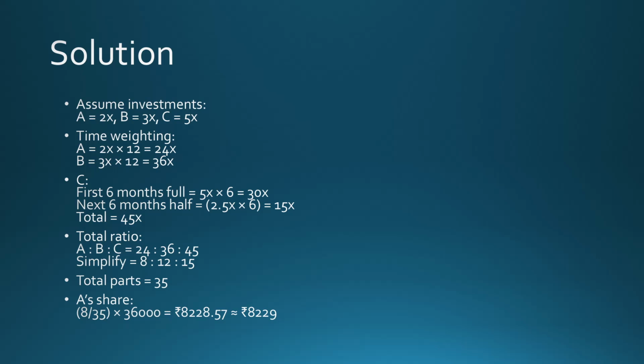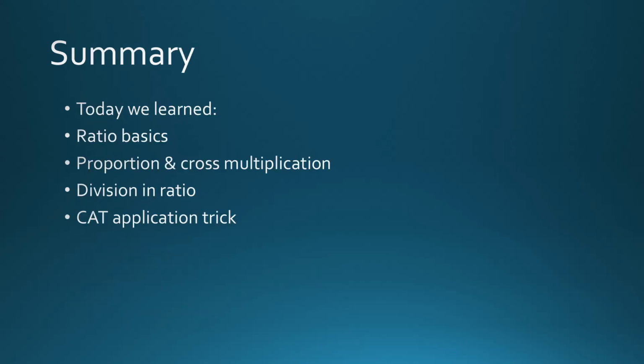So we can again get the total ratio of their investment. That will be 24x is to 36x is to 45x, which on simplification is 8 is to 12 is to 15. So now we see the parts. 8 plus 12 plus 15, total is how much? 35. So total parts is 35 and the ratio is 8 is to 12 is to 15. So what will be A's share? A's part divided by total parts into the total profit. So A's part is 8 divided by total parts 35 into 36,000, which is 8229 rupees.